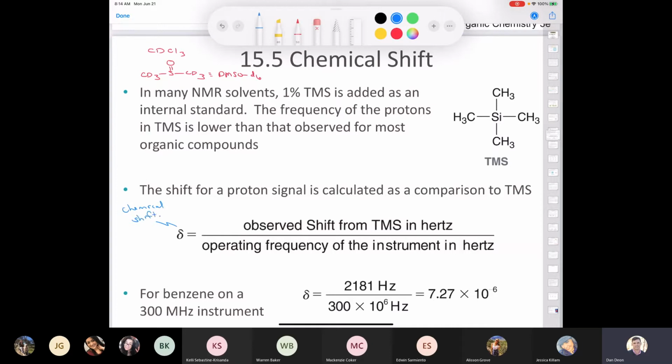But the way that we measure the chemical shift is we take the observed shift from the tetramethylsilane in hertz, and then we divide that by the operating frequency of the instrument in hertz. Now remember, the operating frequency of the instrument in hertz is directly related to the magnetic field, because last class we talked about the stronger the magnetic field, the larger the energy gap between the alpha and the beta spin states. Okay, so what does that mean?